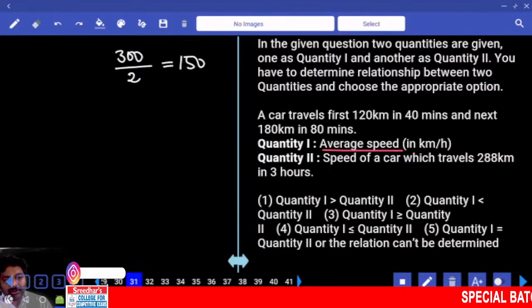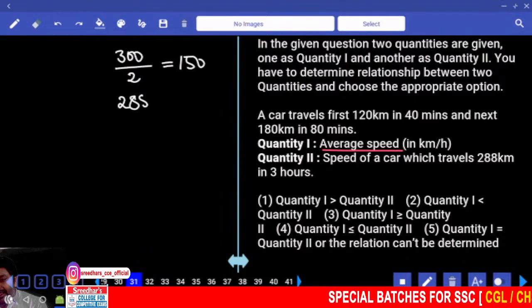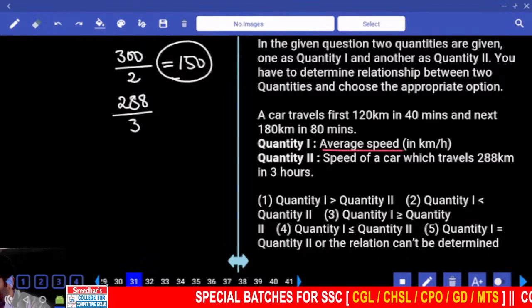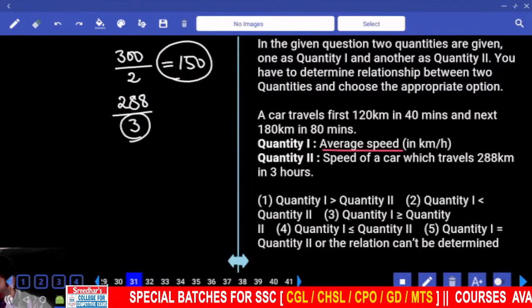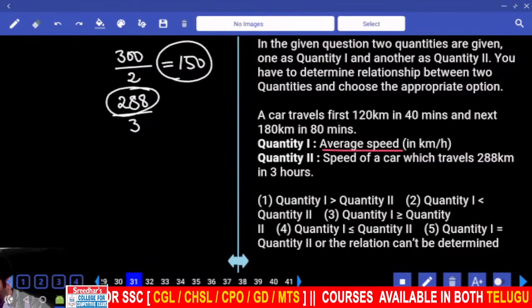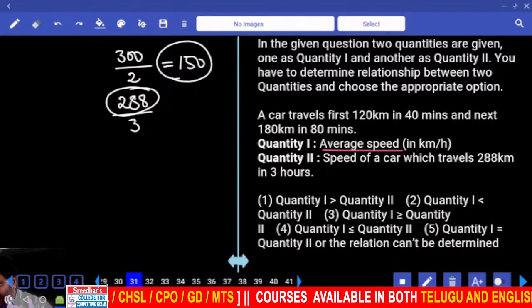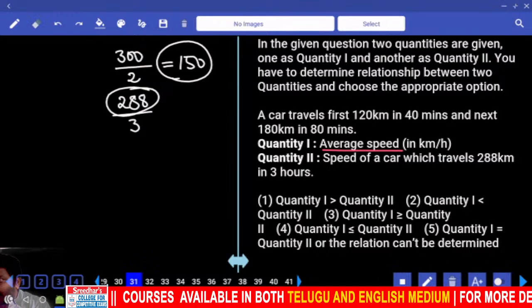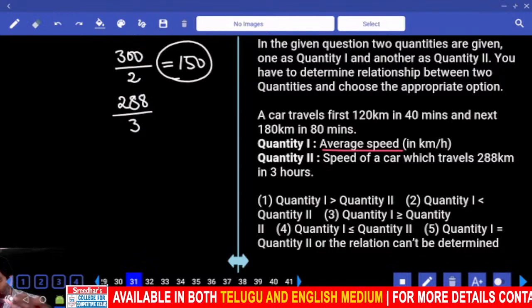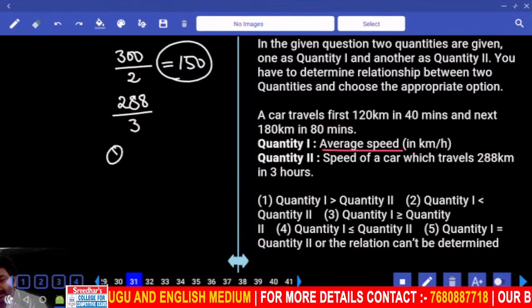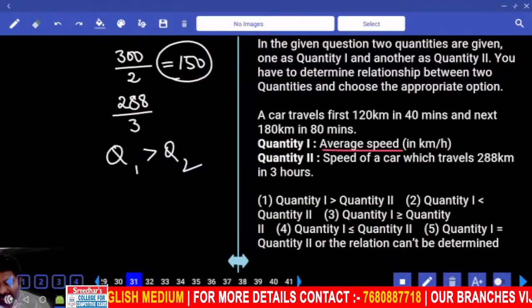Q2, speed of the car which travels 288 kilometers in 3 hours. See, we know already Q1 is 150. When you know the denominator 3, 150s is 450. If your numerator is 450, it will be equal. If it is less, Q2 is less. If numerator is more, Q2 is more. Am I right? So numerator is less than 450. Hence Q1 is greater than Q2.